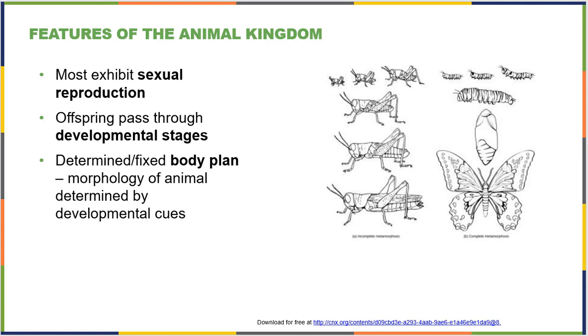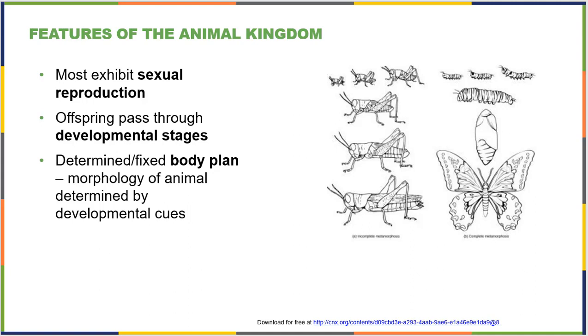Most of us show sexual reproduction. There are some asexual examples we'll look at. Offspring pass through developmental stages. They can be as complex as metamorphosis in some arthropods or human development where you have a defined baby stage, adolescent stage, and adult stage.